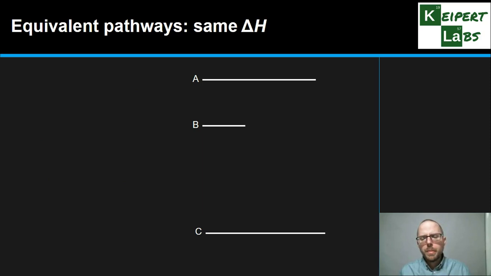Alright, so we're talking about this idea of what we call equivalent pathways. So two different paths to go from the same starting point to the same end point. Let's say we're talking about these substances A, B, and C. As we go from substance A to B, we have a deltaH1. As we go from substance B to C, we've got deltaH2. Now they are, remember, just referring to reaction, so heat of reaction.